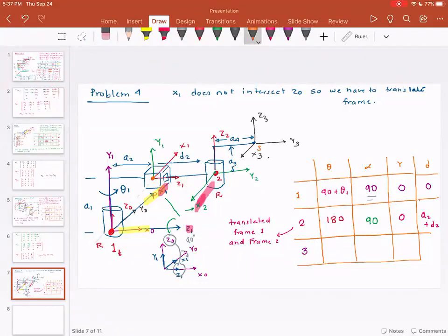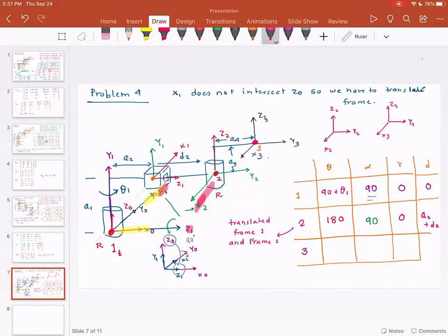The good news is, and I want you to pay attention here very carefully, that these frames are aligned like this. So check this out. I just want to show you these frames separately. You have Z2, Y2, X2. And you have Z3, Y3, X3. So essentially what it means is these two frames are sort of aligned.